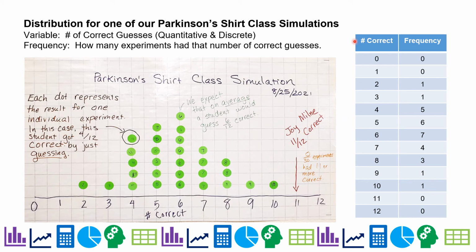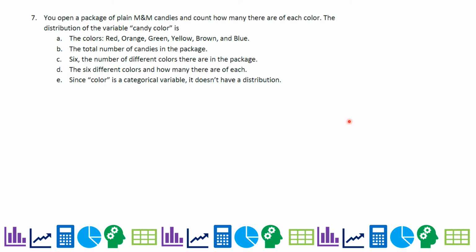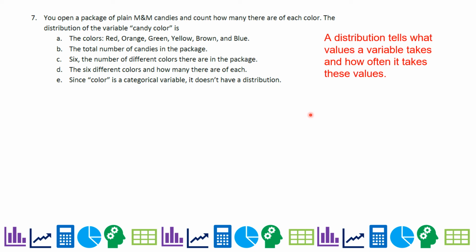It can show up as a table. It can show up here. This is actually a dot plot. And there are different ways you can show distributions. So going back to this, what is the distribution? The distribution is going to be the colors, but also the frequencies for each color. So it would actually be D.